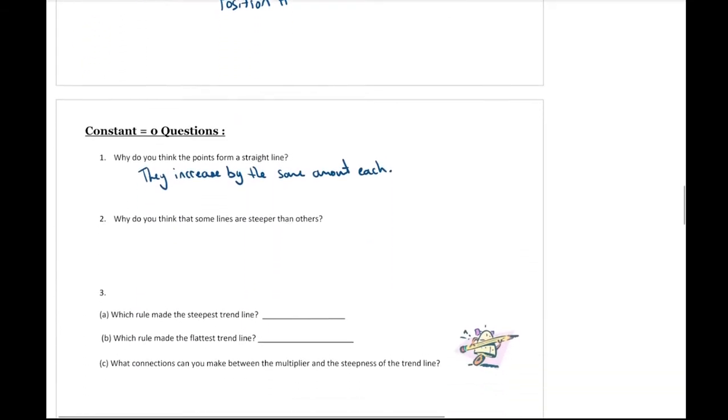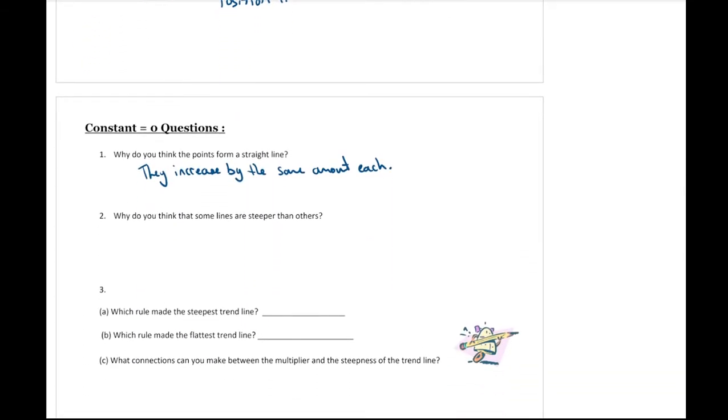And what you should recognize by looking back at your rules is that the larger the multiplier, the steeper it is. So the larger the multiplier, the steeper it is. And we have touched on that point before.